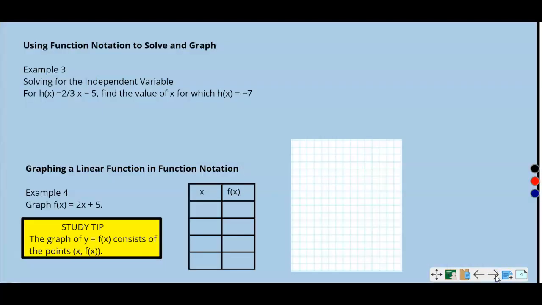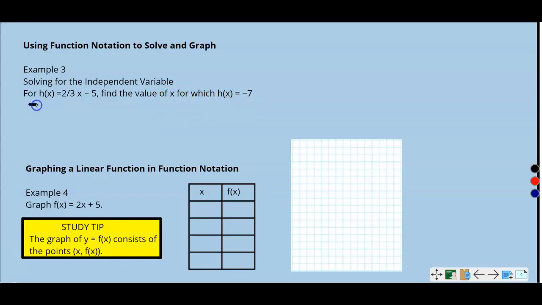All right, example 3, using function notation to solve and graph. Solving for the independent variable. Think back to definitions. Our independent variable is our x value. So if we're solving for x, that means we must be given h of x. This says h of x equals 2/3 x minus 5. Find the value of x for which h of x equals -7.